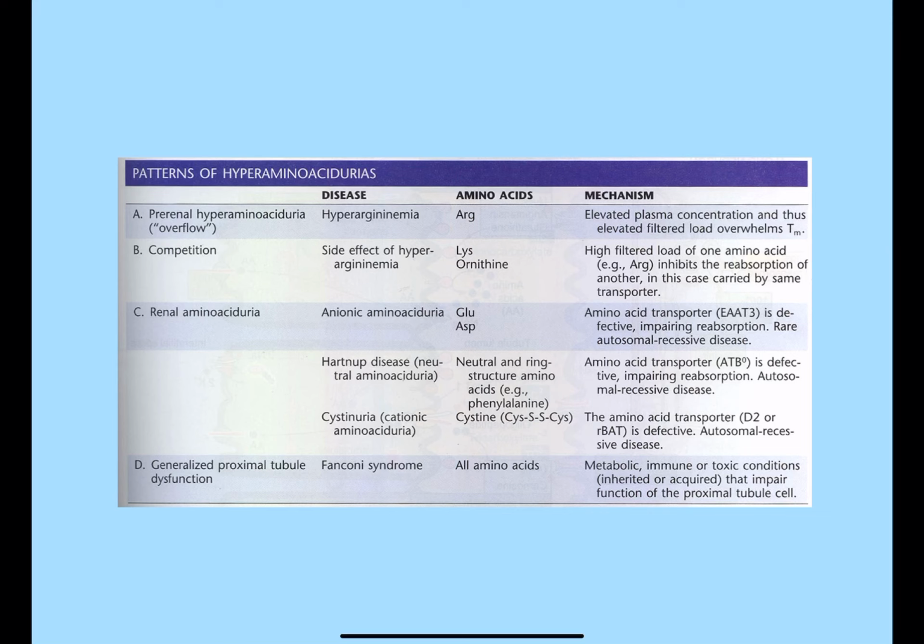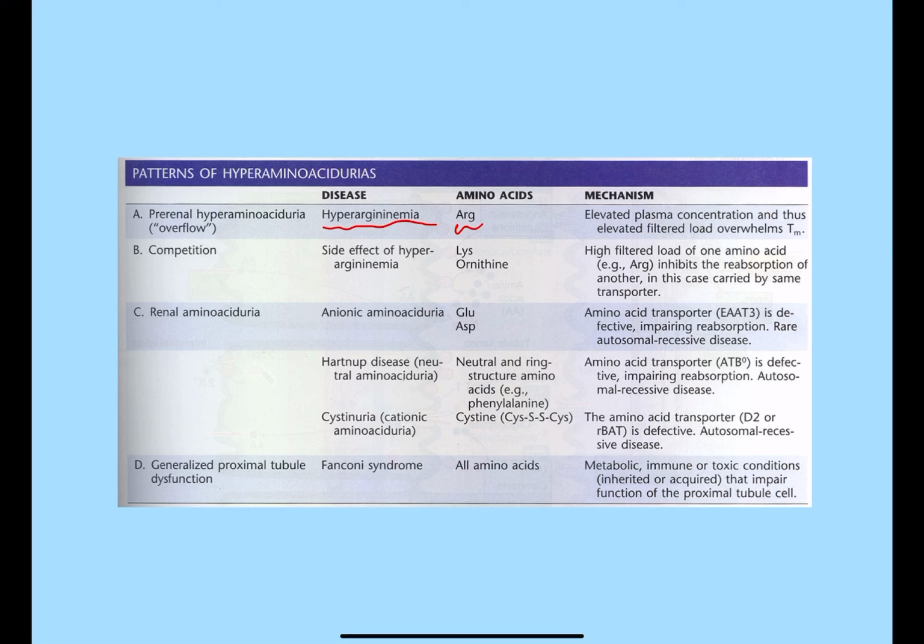I couldn't pick one important, that's kind of clinically important. What happens here is that you can have this pre-renal hyperaminoaciduria. Basically, you are putting too much of the amino acids coming in from the circulation, so it overwhelms the system. That's what it is. Arginine is usually the case, so hyperarginemia might be the issue. It will overwhelm the Tm, the saturation point.